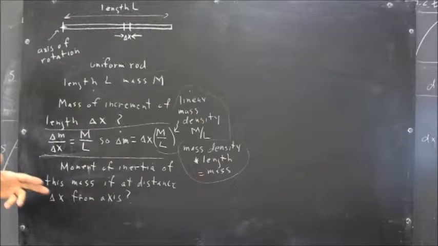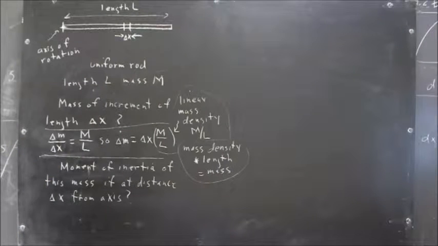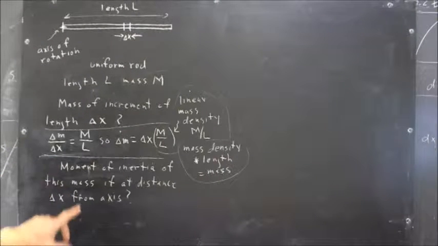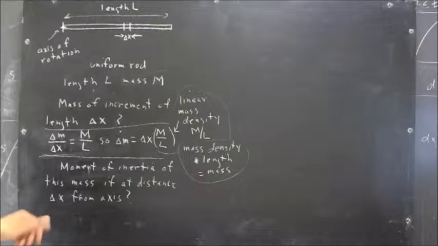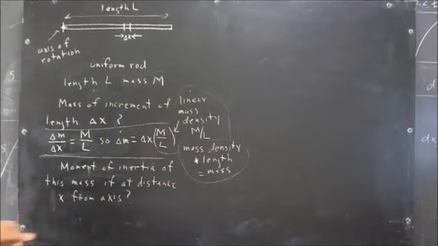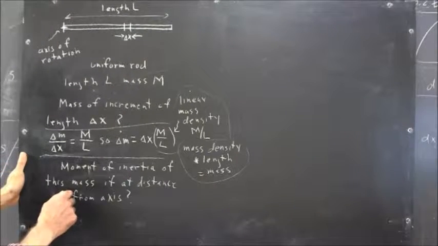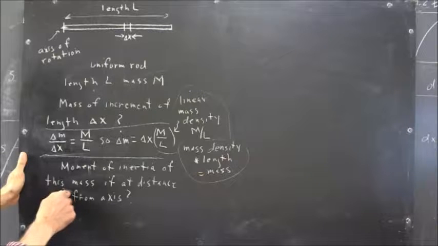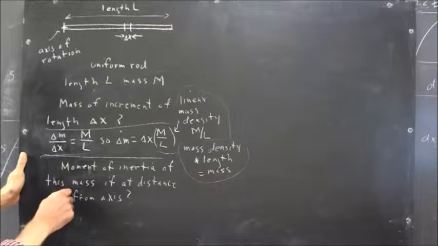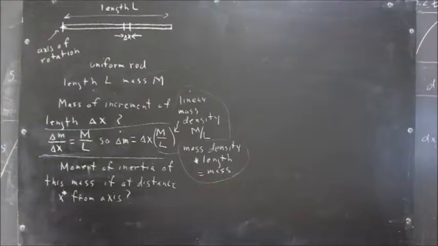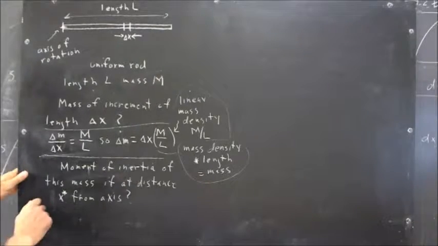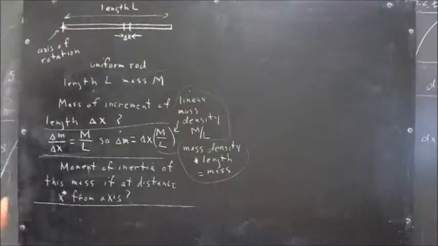Now, the next question is, what's the moment of inertia of this mass if it lies at distance? Now I got delta x there. I don't know what I'm writing sometimes. I'm going to call it x star from the axis. What would be your expression for the moment of inertia? You should pause and write that down. Stay active. Don't view this passively.